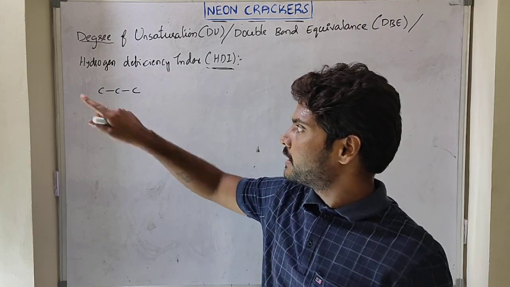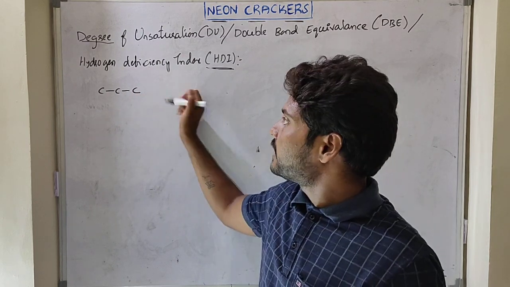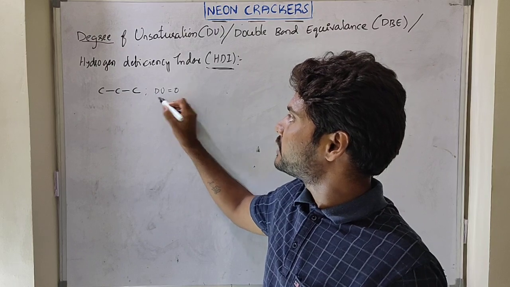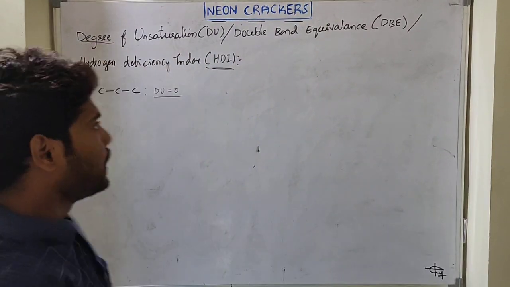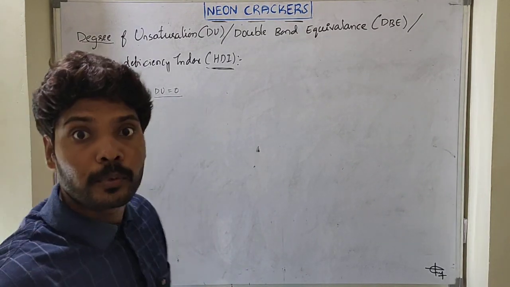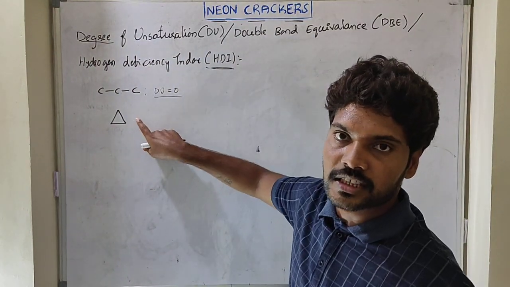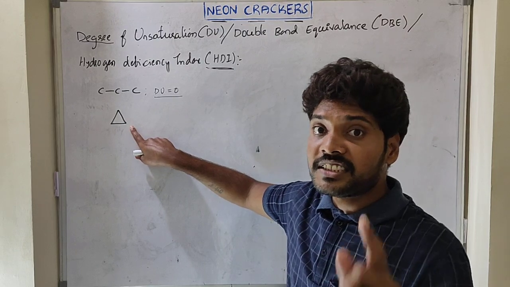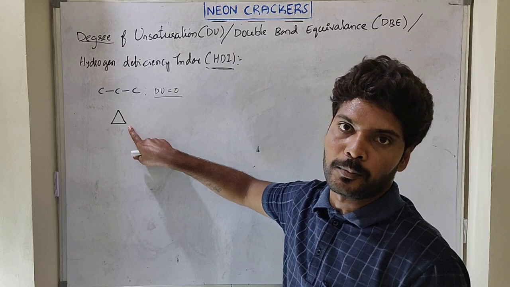Now, according to the data, this is propane. Propane is a saturated compound. And what is the DU of this one? The DU of this one is 0 because there is no degree of unsaturation. It is completely saturated. But if we take cyclopropane, it seems to be saturated, but it is not. It is not exactly saturated because although all the carbons have sp3 hybridization, it is not non-cyclic. It is actually a cyclic compound.